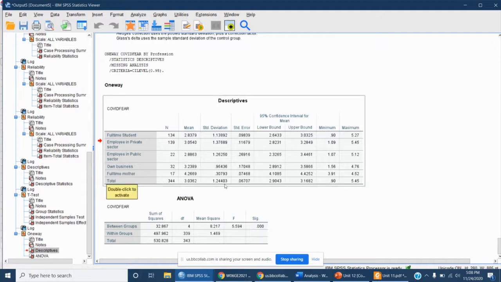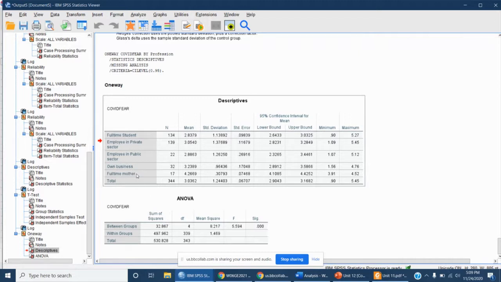Full-time mothers, this is interesting. This shows that their mean is 4.26. It means that it is more leaning towards somewhat agreement. So they perceive that COVID is a threat. And especially the group is very interesting, full-time mothers. So those housewives who are dedicated towards the household tasks and taking care of their family members, by staying at home, they are full-time mothers.